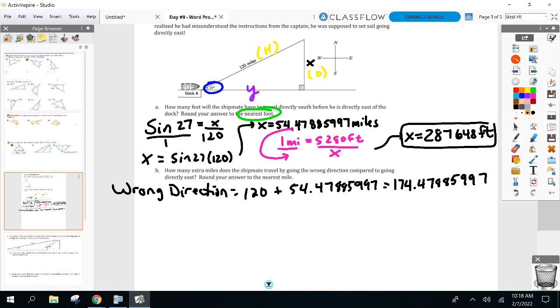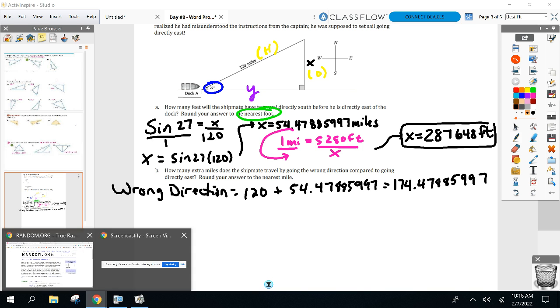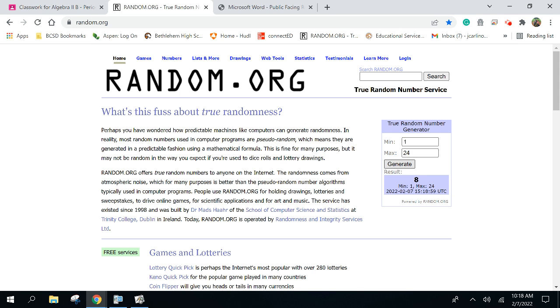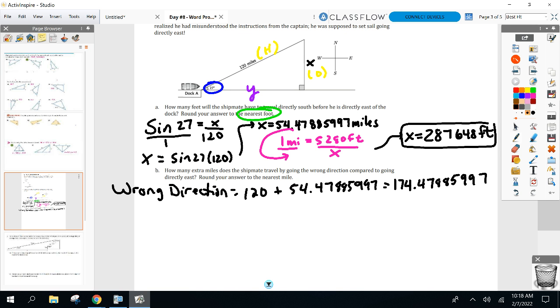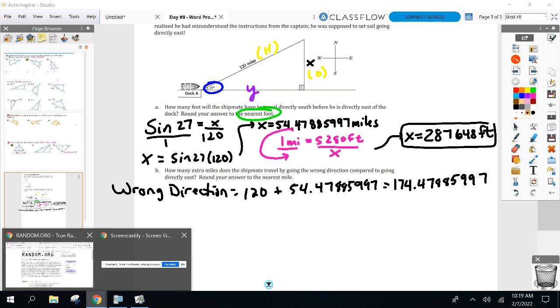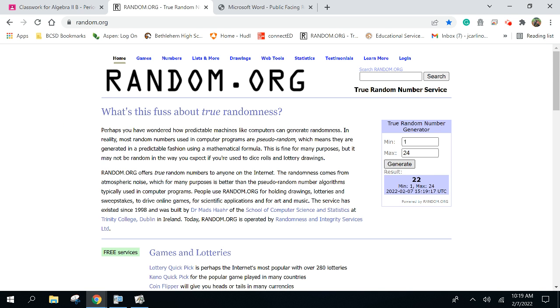All right, let me ask somebody, what did you do to find that other leg? What'd you pull out to use to find y, that other leg? Okay, we could use Pythag. I don't know if anybody chose Pythag. If you do use Pythag, again, make sure you use the whole 54.478859997. Anybody else use something else other than Pythag?